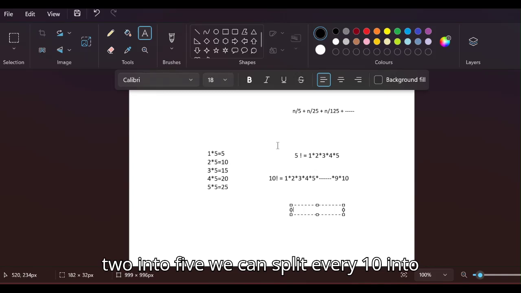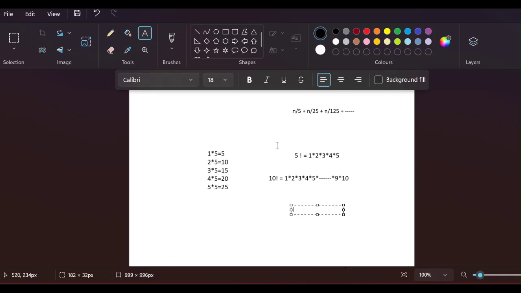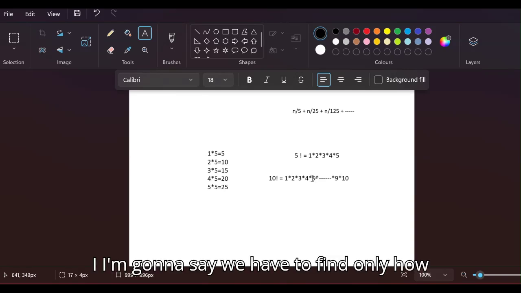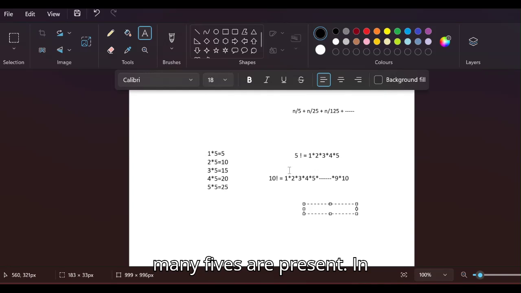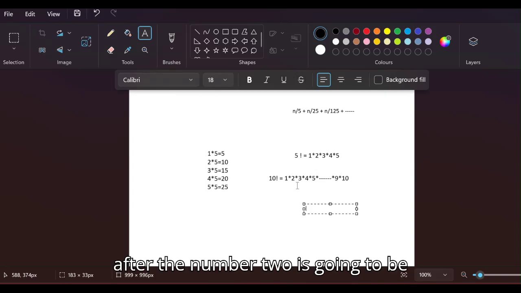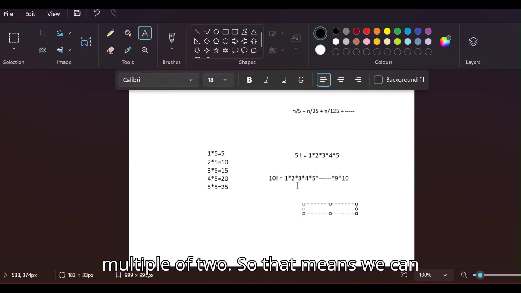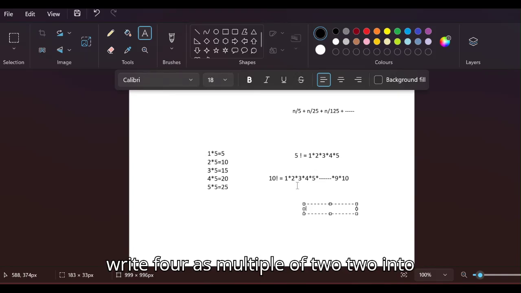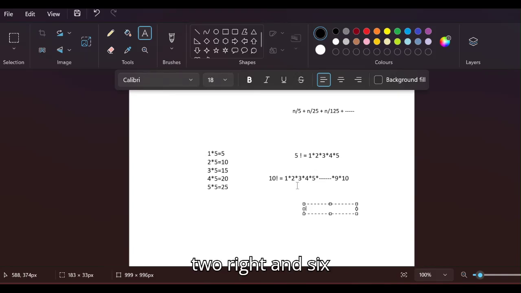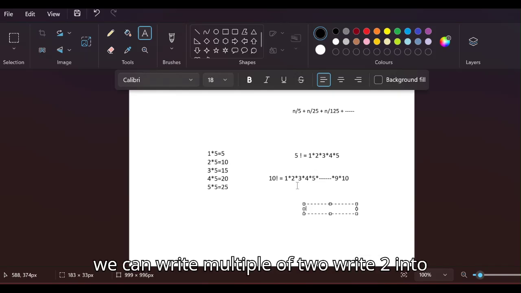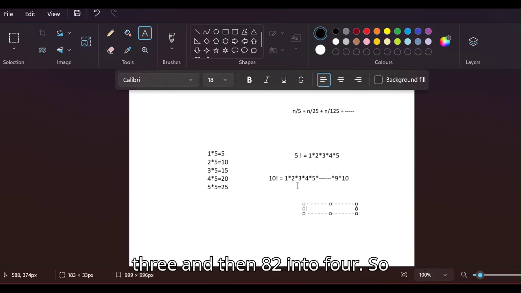Yeah, we can split every 10 into 2 into 5 also. So I'm going to say we have to find only how many fives are present in n factorial, because if you take the numbers 1 to 10, every second number after the number 2 is going to be a multiple of 2. So we can write 4 as 2 into 2, right? And 6 as 2 into 3, and then 8 as 2 into 4.